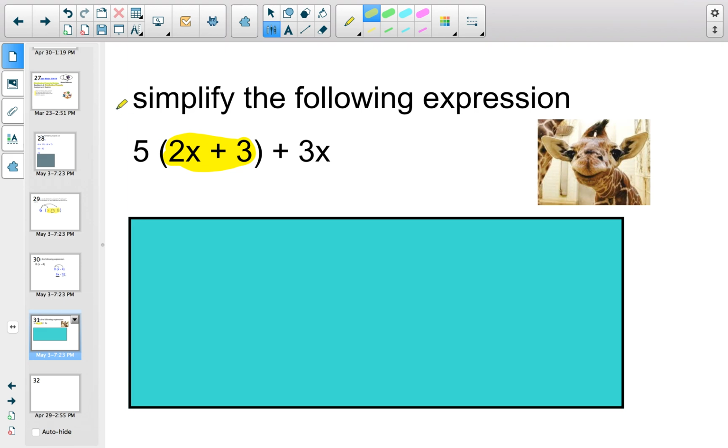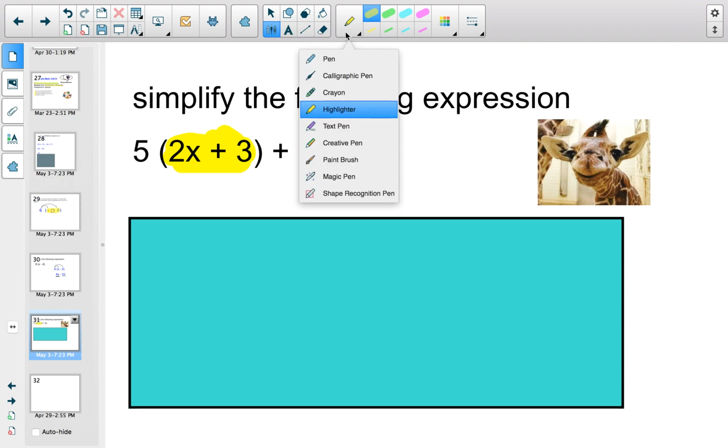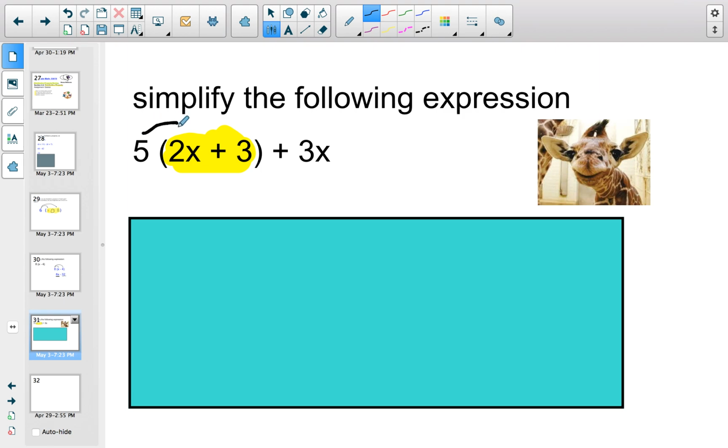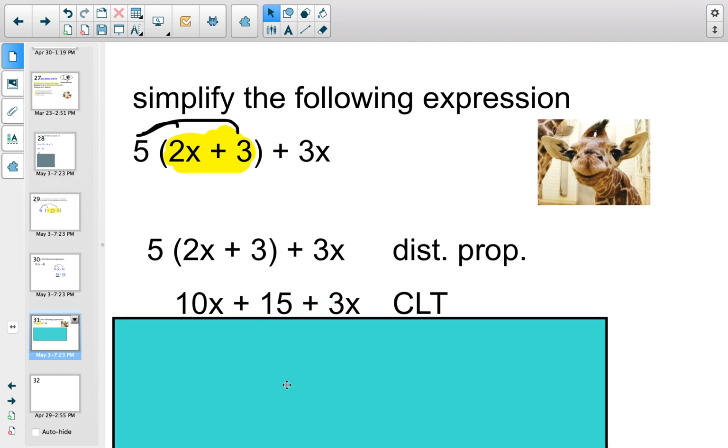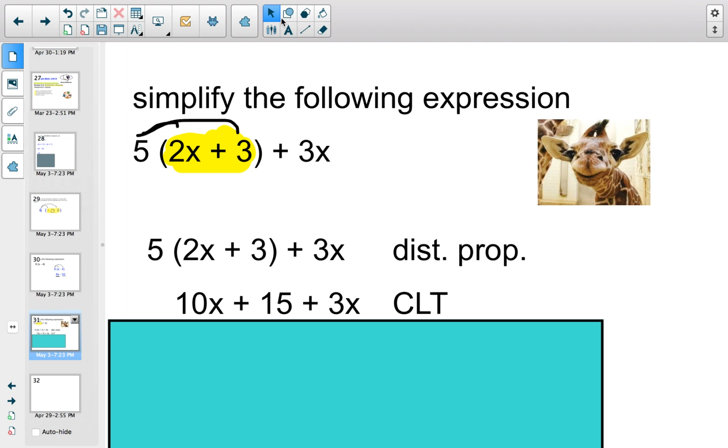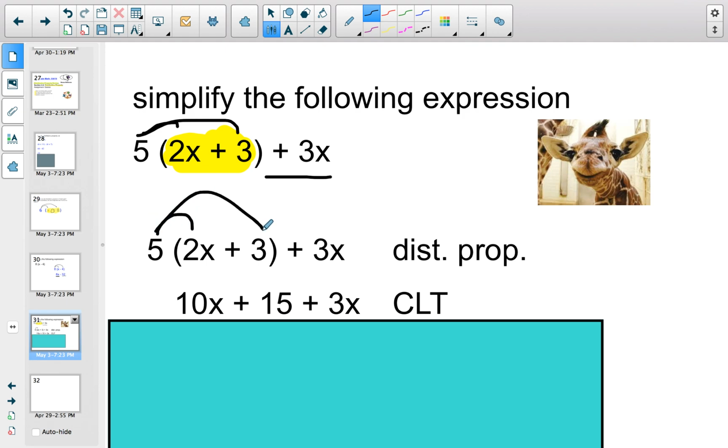Okay, so I told you that this is kind of a giveaway. What we want to distribute here is the 5 to the 2x, and 5 to the 3. Okay, so now that's what we'll do. Distribute the 5 there. We're going to get 10x plus 15, and then we also have this plus 3 here, if we remember that. So we did the arrows here, and right here we would get 10x, and right here we would get that 15. So we have this now.